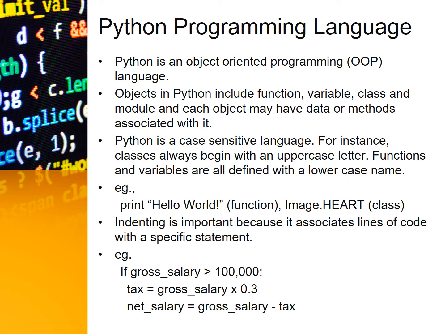So in this one, if the salary is greater than 100,000, if that is true, then tax equals gross salary times 0.3, and then net salary is the gross salary minus the tax, which is obviously what happens in real life. If the line net salary equals gross salary minus tax was not indented, then it would be in the rest of the program and would not be associated with that if statement.